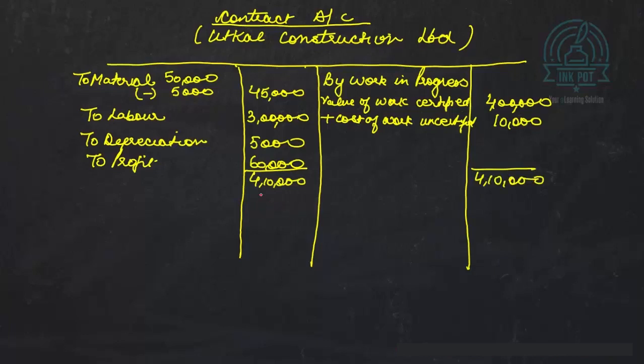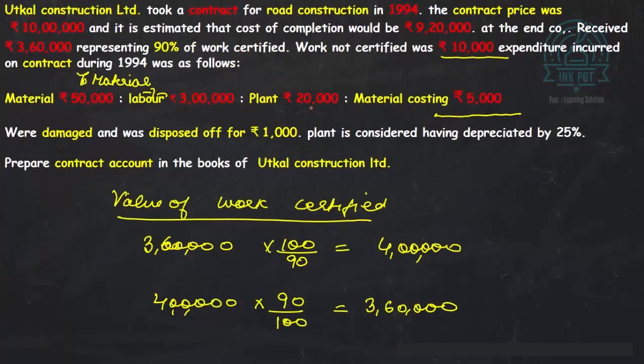Now out of these 60,000 profit, certain percentage of profit will be transferred to P&L account and the rest will be kept as reserve. Now how much profit will be transferred to P&L account? For this we will have to apply the rules of notional profits. So what rules say is, if the value of work certified is less than 1/4 of the contract price, no profit will be transferred to P&L account. If the value of work certified is more than 1/4 but less than 1/2, 1/3 of the profit will be transferred to P&L account.